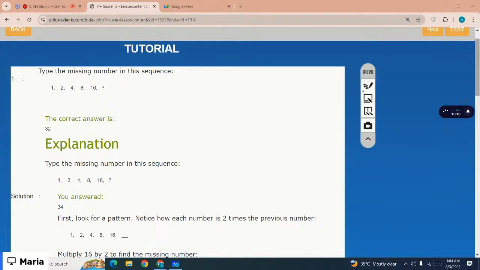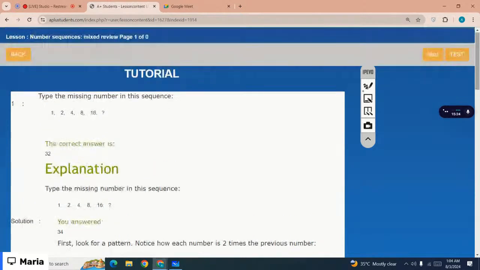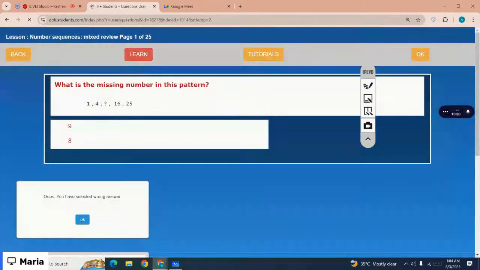Basically, we have to find the pattern. When you find the pattern, then it would be easy for you to find the missing number, right? And when you find the pattern, you know whether it is an arithmetic or geometric sequence. Okay, let's just start.